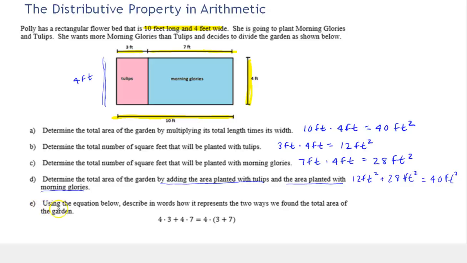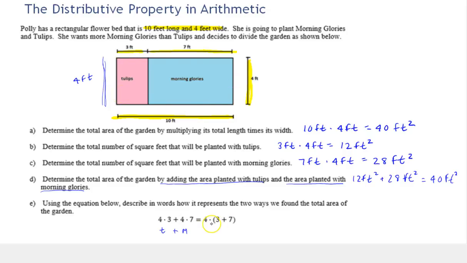Now part E, using the equation below, describe in words how it represents the two ways we found the total area of the garden. Okay, so here's our equation. Now the left-hand side, remember this 12 feet squared and 28 feet squared, we got from these computations. So the 3 feet times the 4 feet, that was the tulips. I'm just going to put T for the area of the tulips. And 4 times 7, well, that was the area of the morning glories. So I'll put M for that. Okay. So we can add these two amounts, and it equals the total area of the garden.